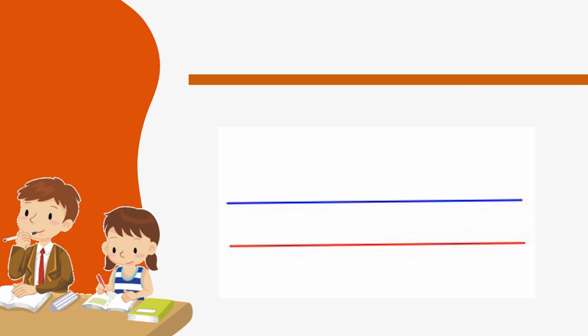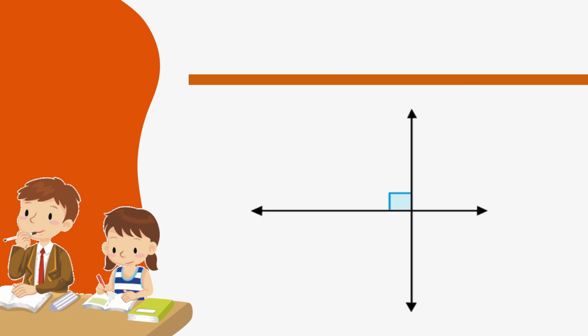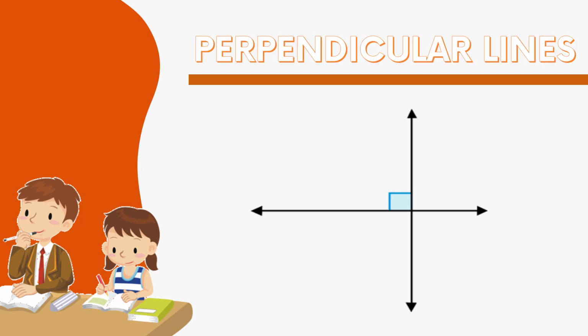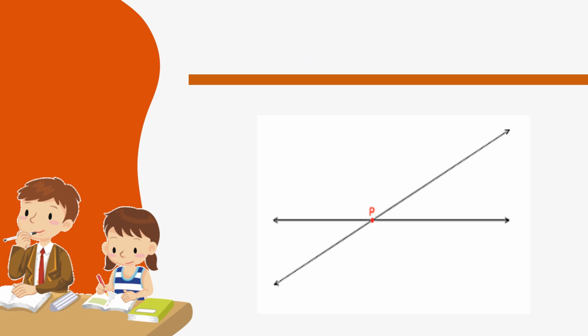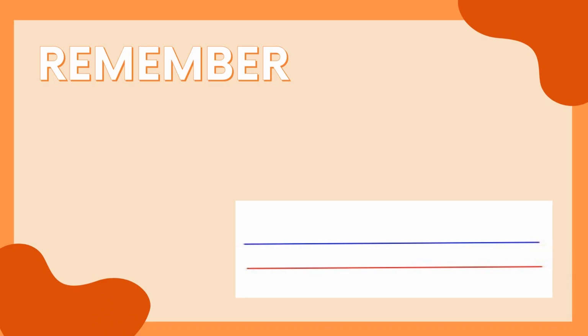So let us check if you really understand what we have discussed earlier. Can you tell me, what do we call the lines on the screen? Very good. The lines on the screen are called parallel lines. How about this pair of lines? Very good. They're called perpendicular lines. How about this one? Correct. They're called intersecting lines. I think you really listened to me and you really understand our lesson.